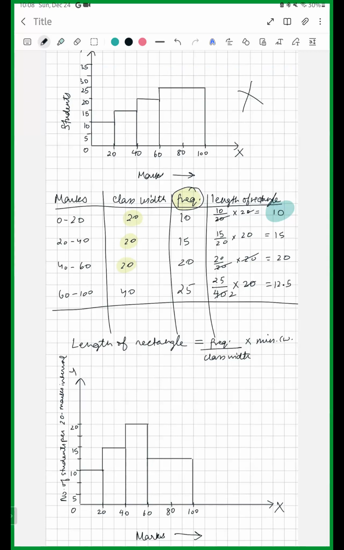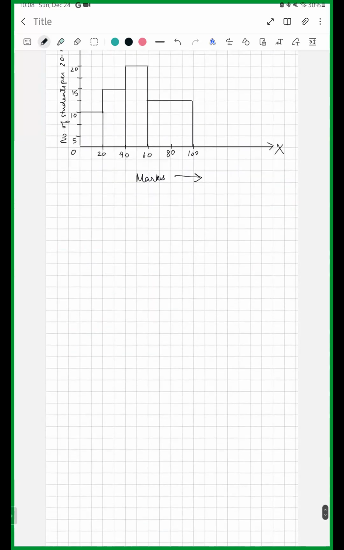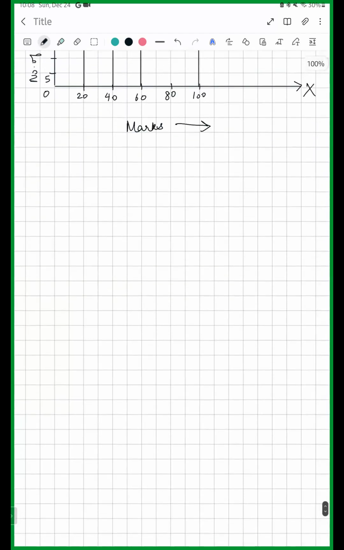Okay, we'll do one more question. Please note down this question. Following is the frequency distribution of total marks obtained by students of different sections of a particular class.